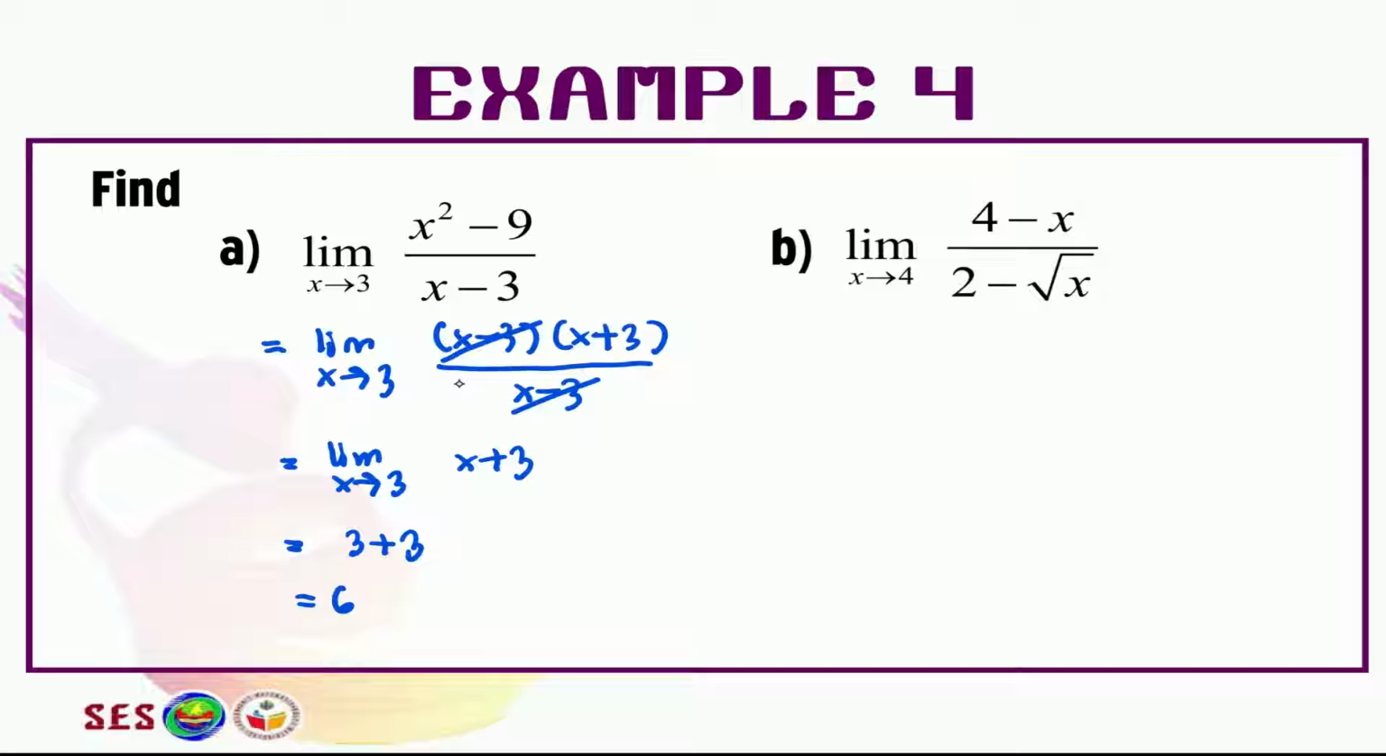Remember to substitute first to confirm your cases. So, substitute 4 here, you're going to get 4 minus 4 over 2 minus square root 4. So, this is equal to 0 over 0. Once you've confirmed your cases, make sure to erase this one back. Do not write this in your exam paper.